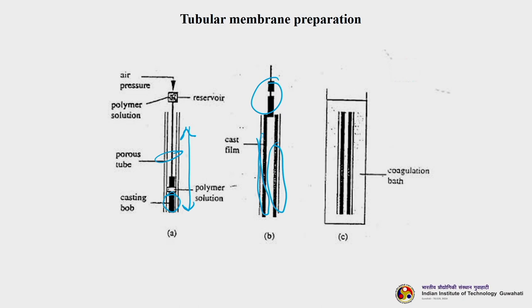We can go for some other processing like annealing or some heat treatment if it is required. It depends upon the intended application. So, students, this is how tubular membranes are prepared.